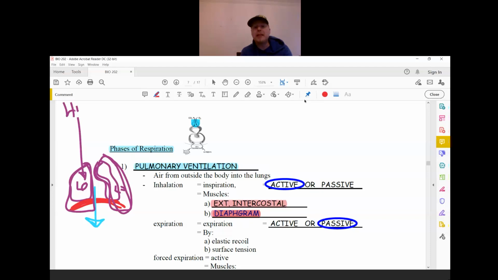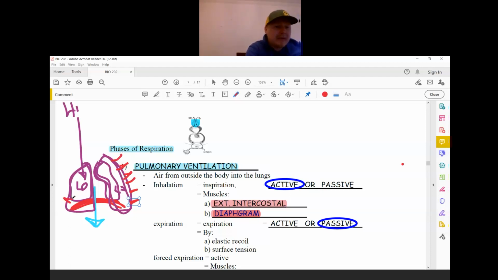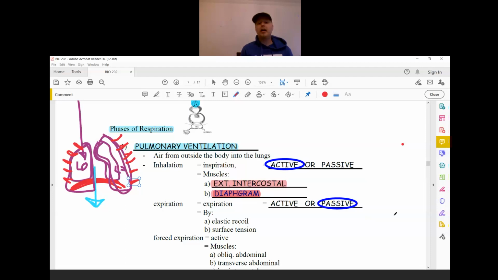So intercostal meaning between the ribs, and external ones of those. But really, if you want to name one, it is the diaphragm that is the main respiratory muscle of this system. Whereas if you take in a deep breath and now you relax, air will flow out just naturally. That is because breathing out, expiration, is a passive process.